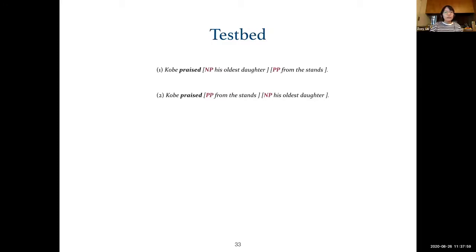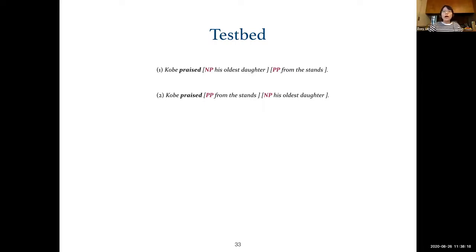As a test bed, I used sentences that have verb phrases, and the head verb of these verb phrases would have both a direct object noun phrase as well as a PP oblique dependent occurring on the same side, where the two dependents would be right adjacent to each other.